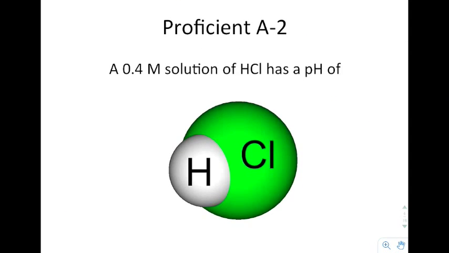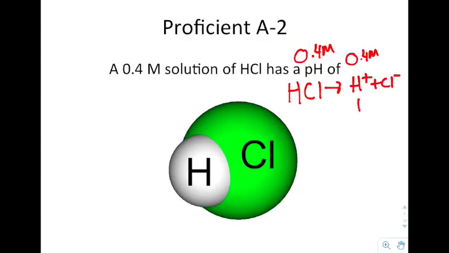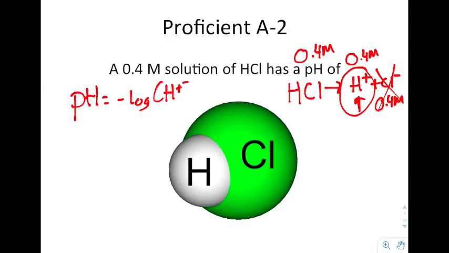Now it says a 0.4 molar solution of HCl has a pH of, so we start off by saying HCl is a strong acid, which means it dissociates completely. Which means if I had 0.4 molarity of HCl, I would have 0.4 molarity of the hydronium ion and 0.4 molarity of the chloride ion. Now I'm not interested in the chloride ion when looking at the pH, but I am interested in the hydronium concentration. So I can say the pH is equal to the negative log of the hydronium concentration. I say pH is equal to the negative log of 0.4.